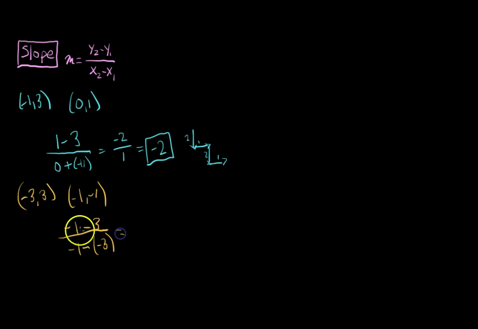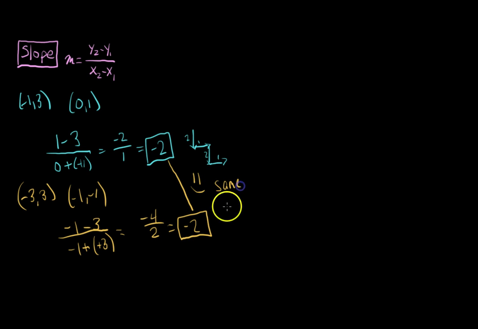So when I calculate this, it gives me -1 minus 3, which gives me -4. And then -1 minus a negative, ooh, check this out, gives me a +2. Wait, we can reduce that. -4 over +2 gives me -2. Whoa, check this out. Those two slopes appear to be exactly the same.